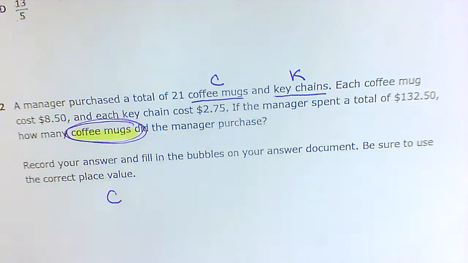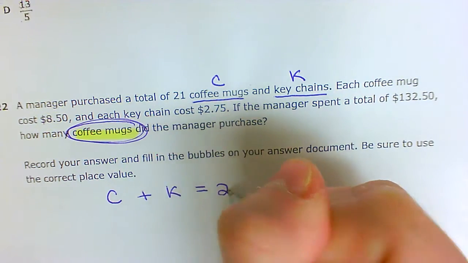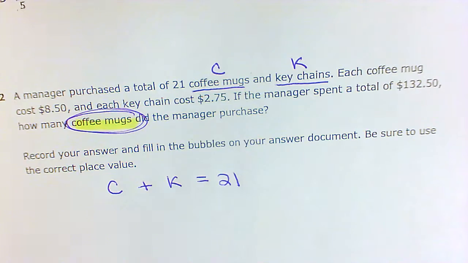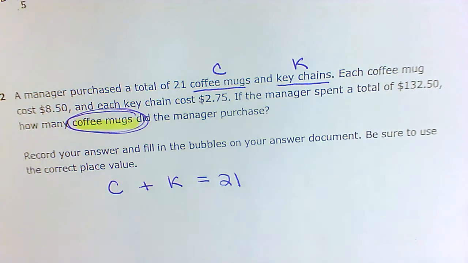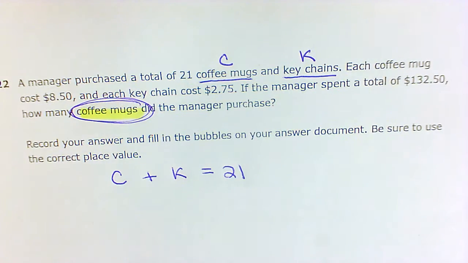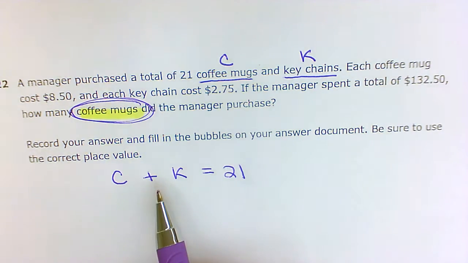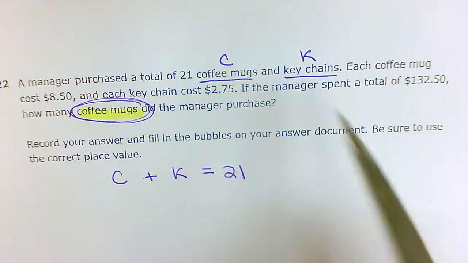So if C is my number of coffee mugs and I add my number of keychains to them, altogether there's 21 of them. Now they also said that each coffee mug cost $8.50, the keychains are $2.75, and they spent a total of $32.50. So I'm going to write a second equation using the money. And the reason that I know I had to write two equations is because there was actually two things that we don't know the value of.